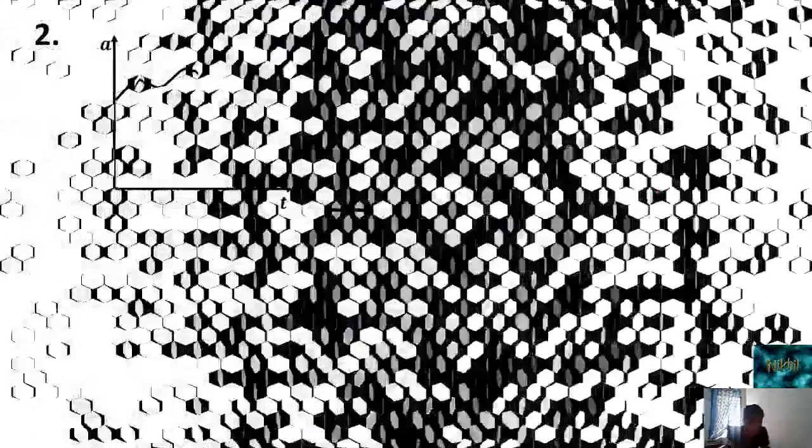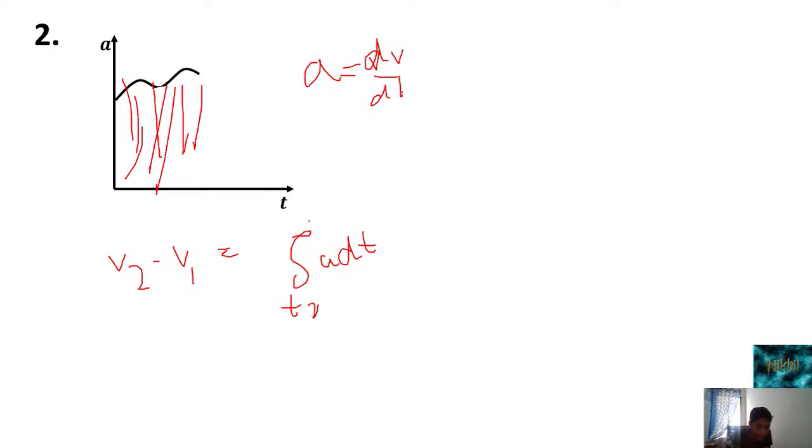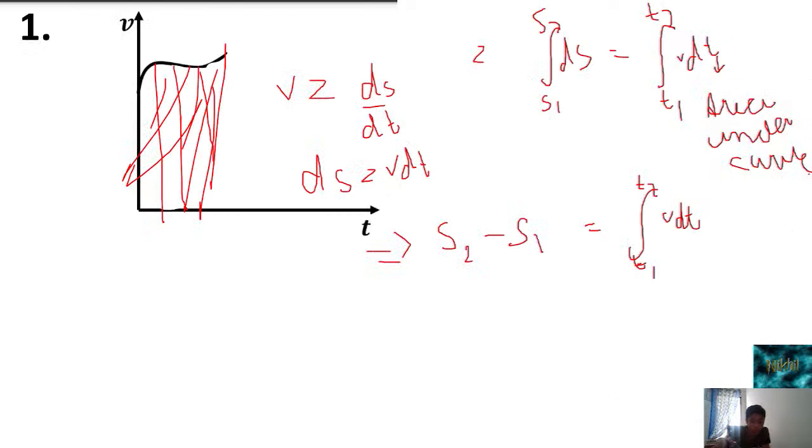Now the same for AT. So what can we do? a is equal to dv by dt. It is easy, I am directly writing the answer. If you integrate, what will you get? Let me tell you. v2 minus v1 is equal to the integral of a dt from t1 to t2. Now guys, in the chat box, tell me what v2 minus v1 means, and what s2 minus s1 means.